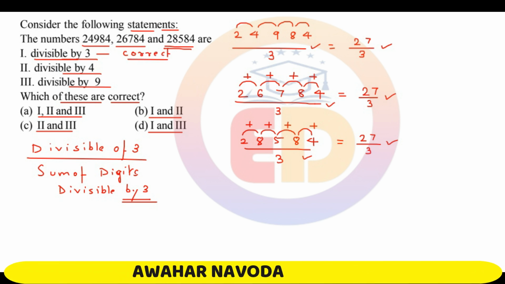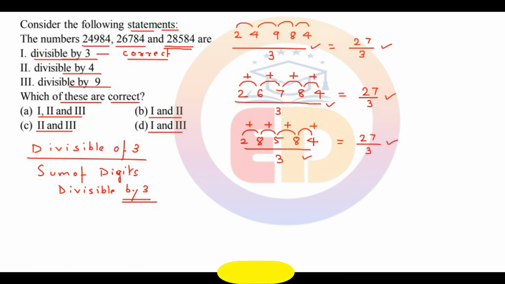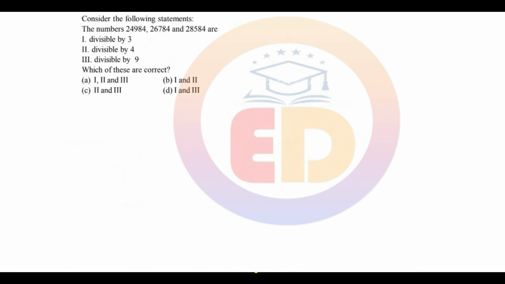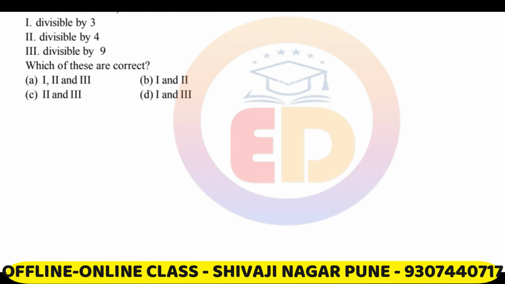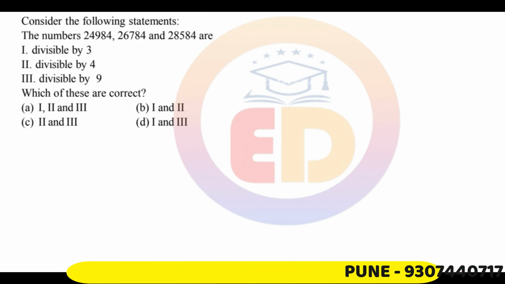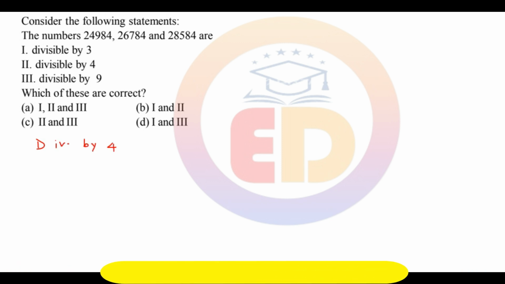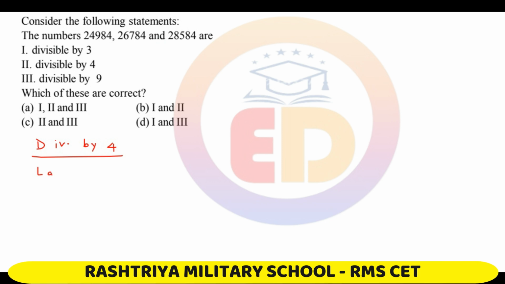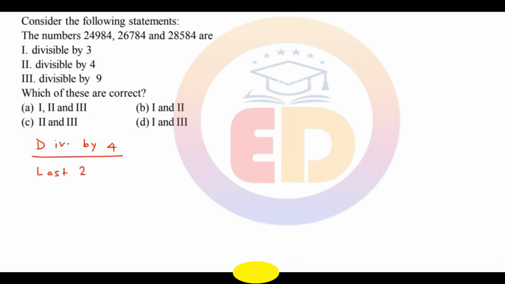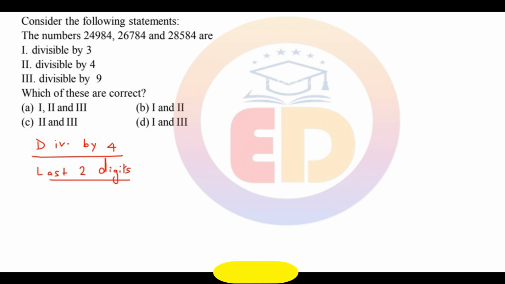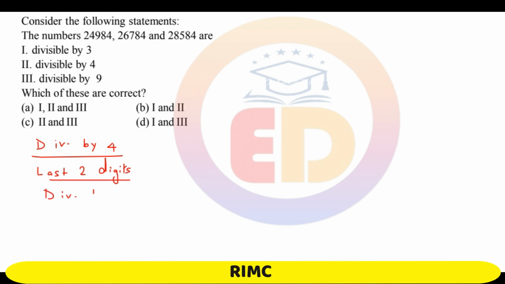Now let us verify the second one, whether all the three numbers are divisible by 4 or not. To check the divisibility of 4, the rule is the last two digits of the number should be divisible by 4. If the last two digits of the number are divisible by 4, then the complete number will be divisible by 4.